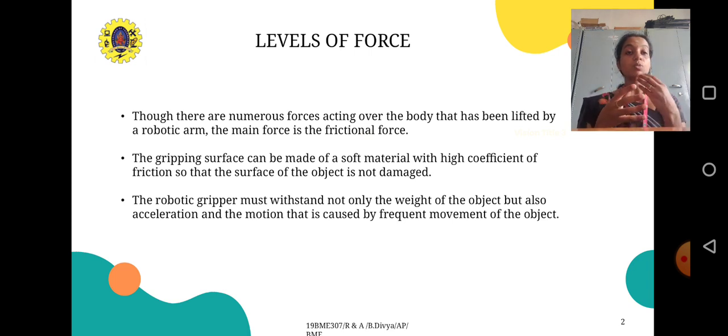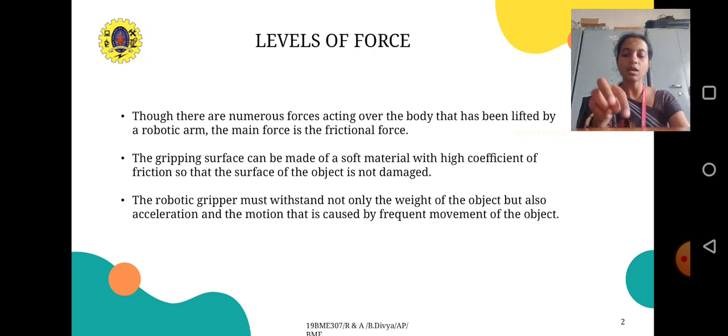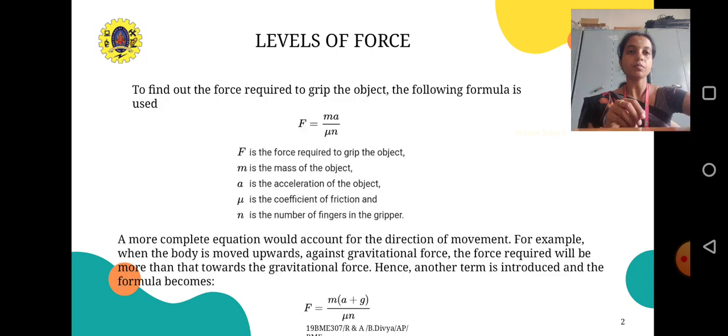The robotic grippers must withstand not only the weight of an object but also acceleration and the motion caused by frequent movement of the object. While moving the object, if another item is placed in the picking place, it should not be damaged. Likewise, the grippers should be manufactured. This is the level of force of a gripper to be manufactured.